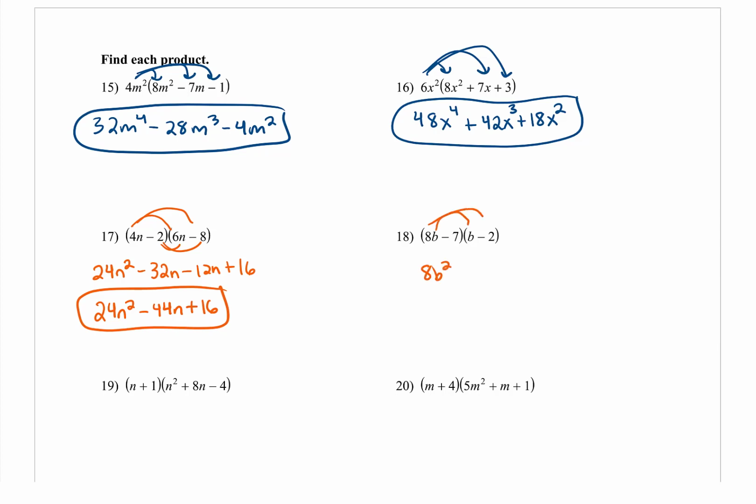If we think of it as the distributive property, it actually looks the exact same. So it's just that we distribute 8b, and then we also distribute -7, and then we add like terms. So hopefully not too bad.